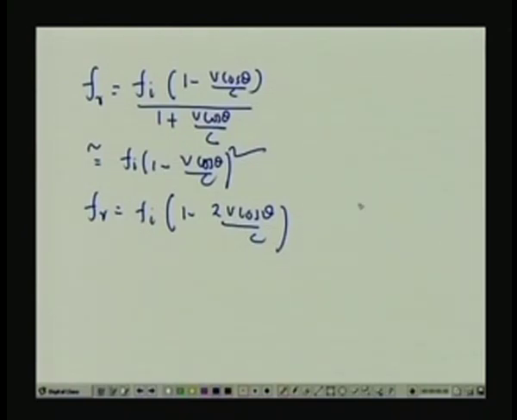Now, please note that V cos theta is much less than C. So Fr will come up as 2.366 megahertz, even though the shift is small. So 2.4 is Fi. The received signal is like this one. Now, the input signal we can write like this one.